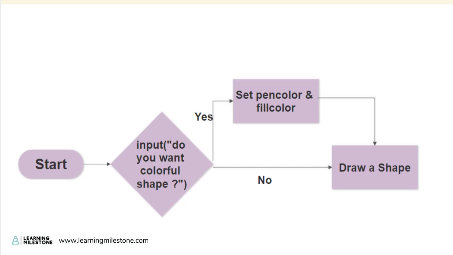But if the user answers no, then we don't need to ask the user's favorite color, nor do we need to set pen color or fill color, which is by default black in color, right? And what we'll get is a black shape, a black outline shape, right? Without any color. So based on the condition that the user said yes or no, we defined our path. So this was an example where we see how we can do decision making in coding.